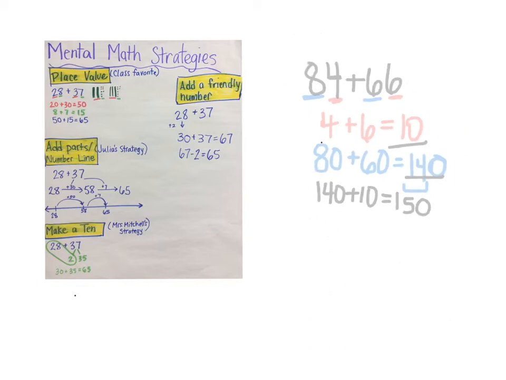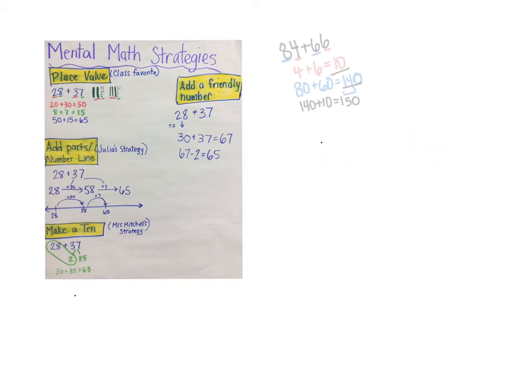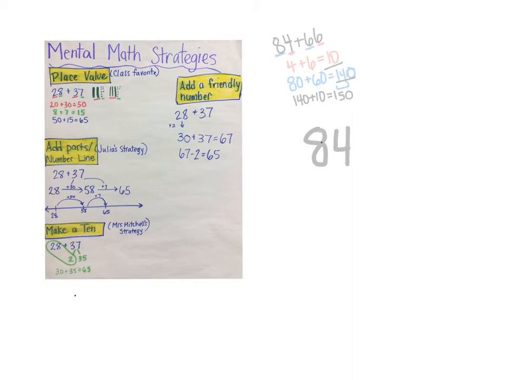But let's see, you also mentioned wanting to use the make a 10 strategy. So let's see what it would look like to make a 10 with this problem. For 84 plus 66, to make the next 10, if we have 84, how many more do we need to get to the next 10? Do you know what the next 10 is? 90, because I can round. Yeah. But if I rounded, I would go to 80. But I have 4 already. But to get to the next 10 on the number line would be 90, so I need 6 more. You're right, you need 6 more.